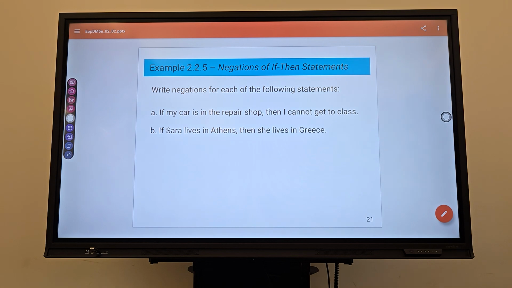If Sarah lives in Athens, then she lives in Greece. The negation: Sarah lives in Athens, and she does not live in Greece. She might live in Athens, Georgia.